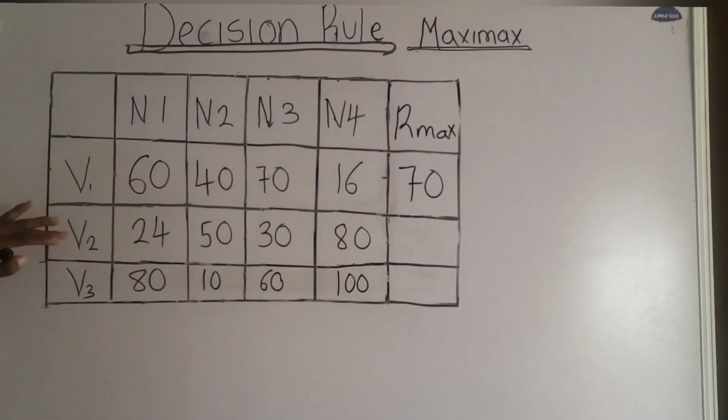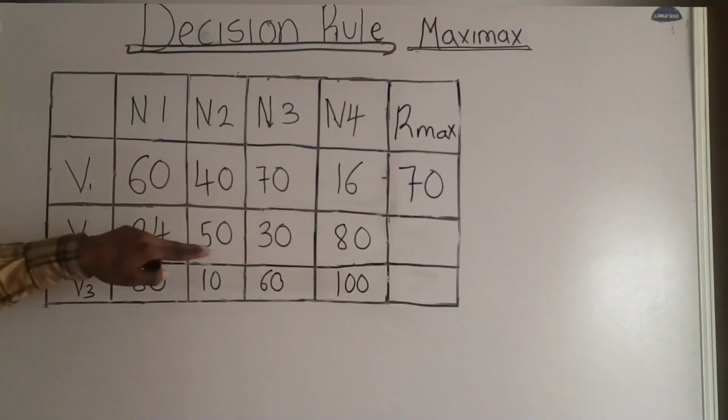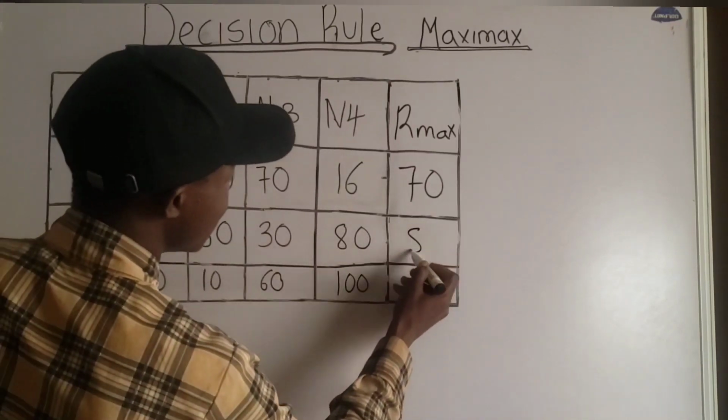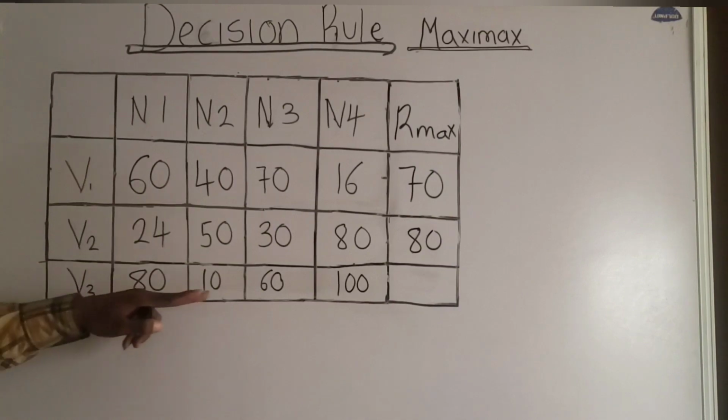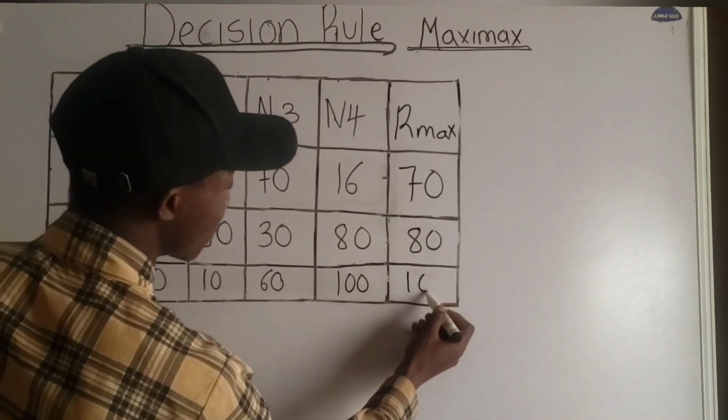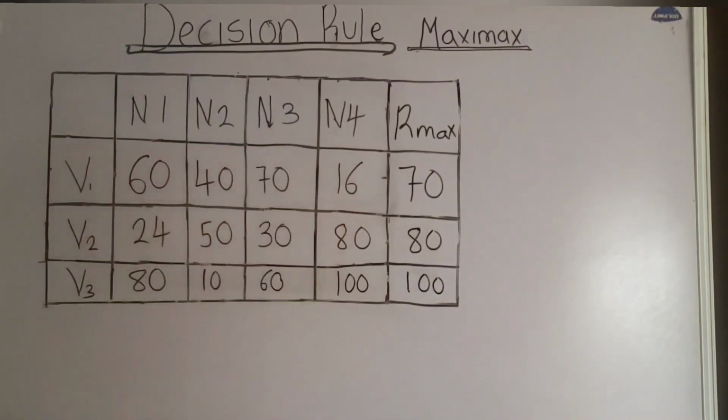So let's move to variety 2. The maximum among 24, 50, 30 and 80 is 80. Then for variety 3, the maximum among 80, 10, 60 and 100 is 100. So I've already gotten the maximum, and as the name implies, Maximax Criterion, that is the maximum of the maximum.